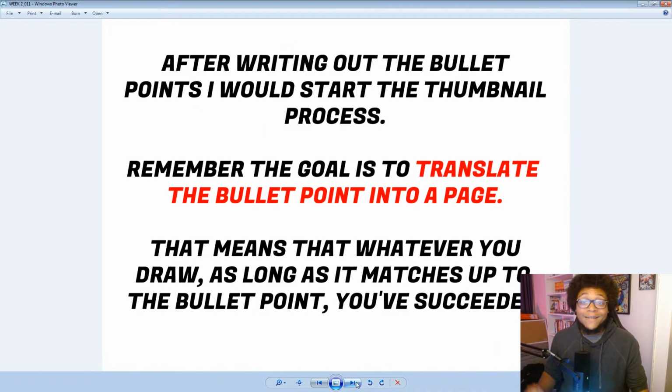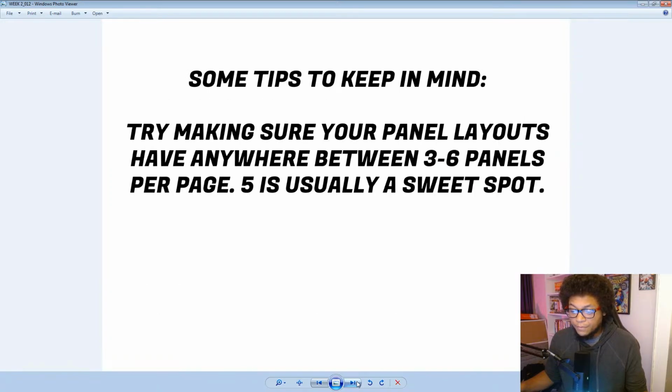Now, after writing out the bullet points, I would start the thumbnail process. And remember, the goal is to translate the bullet point into a page. Like I just said earlier, whatever you draw, as long as it matches up to the bullet point, you've succeeded. You don't need to overthink this, essentially. Now, here are some tips to keep in mind. Try making sure that your panel layouts have anywhere between 3 and 6 panels per page. 5 is usually a sweet spot.